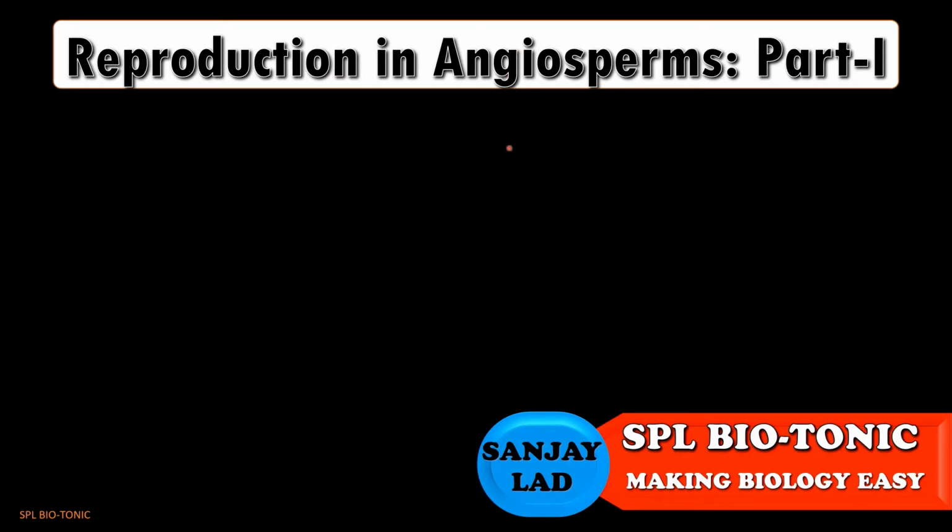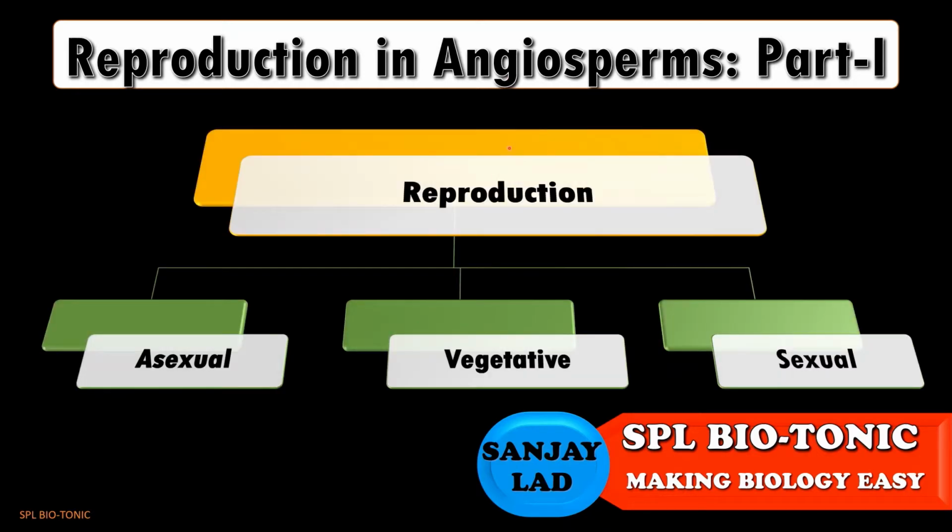Students, as we all know, there are three types of reproduction. These types are asexual, vegetative, and sexual. So, in this session, we will be mainly focusing on sexual reproduction. Second part of the heading is angiosperms.